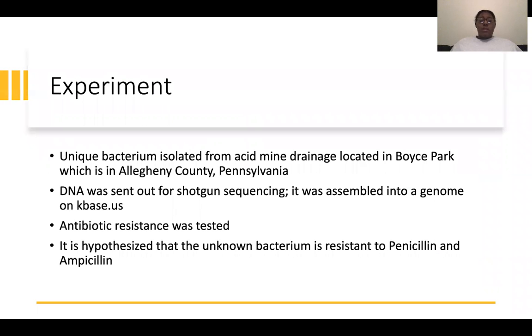The experiment I conducted was unique. A bacterium was isolated from the acid mine drainage located in Bice Park, which is in Allegheny County. The DNA was sent out for shotgun sequencing. It was assembled into a genome on kbase.us. Antibiotic resistance was tested, and it was hypothesized that the unknown bacterium is resistant to penicillin and ampicillin.